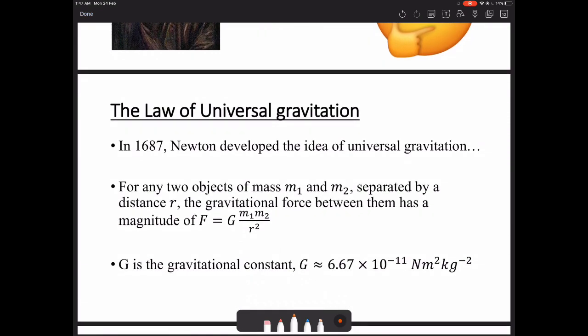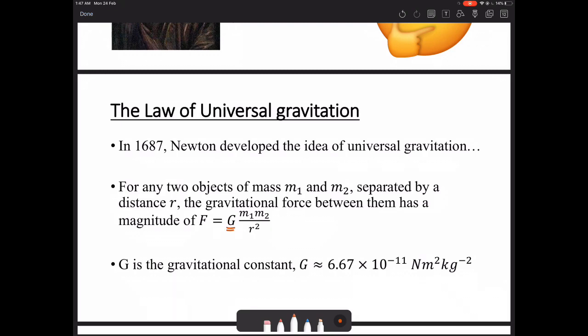So, in 1687, Newton developed the idea of universal gravitation. This law says, for any two objects of mass m1 and m2, separated by a distance r, the gravitational force between them has a magnitude of F equals big G times m1 times m2 over r squared. So this is like a difficult formula.